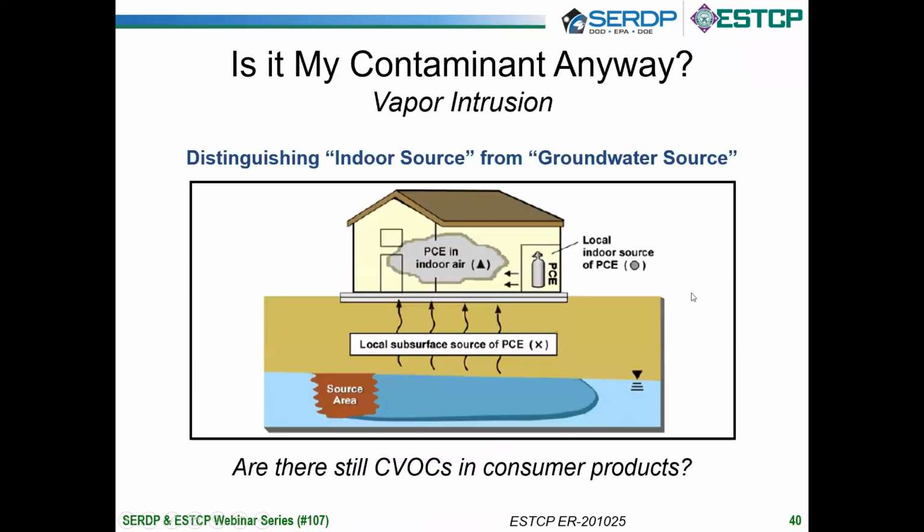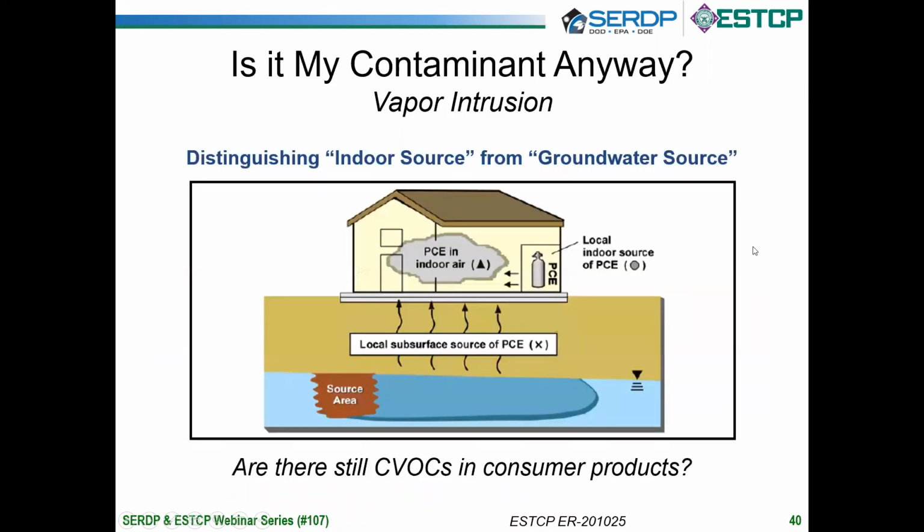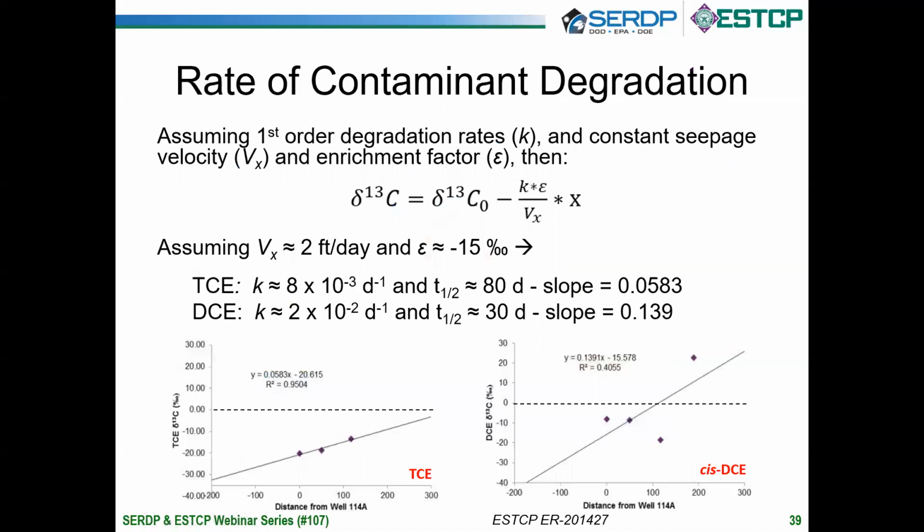Now, if we make some assumptions, say from site models of the velocity, groundwater flow, 2 feet per day, and our epsilon value, and of course we can plug different epsilon values into this, then we can actually determine a K value or a rate. And essentially, this term is kind of what we're seeing in terms of these slopes. By making assumptions about groundwater flow rate and our enrichment factor, we can actually determine K values or rates and convert that to half-lives.